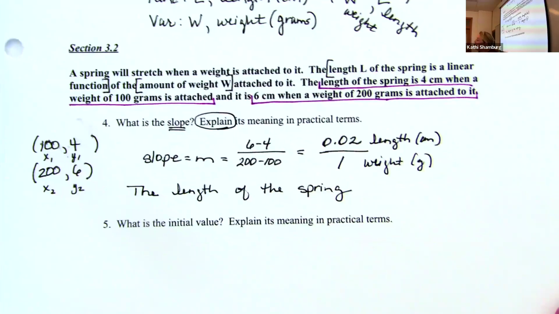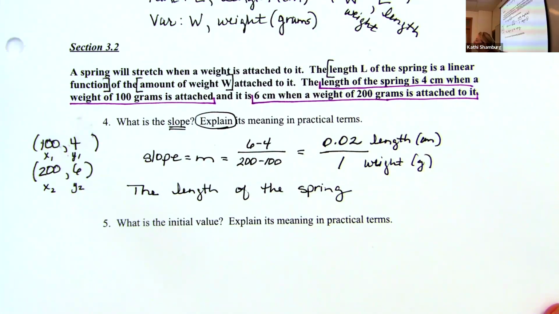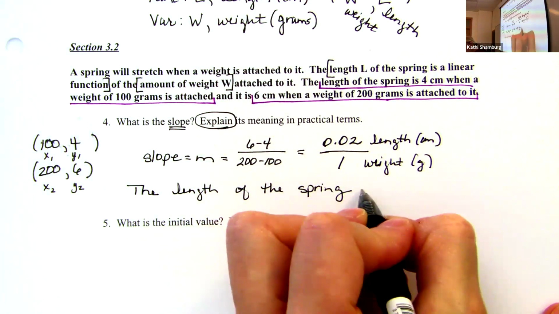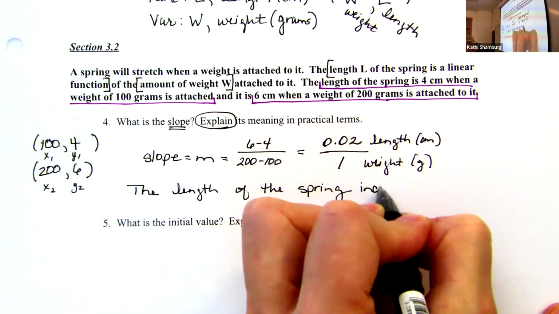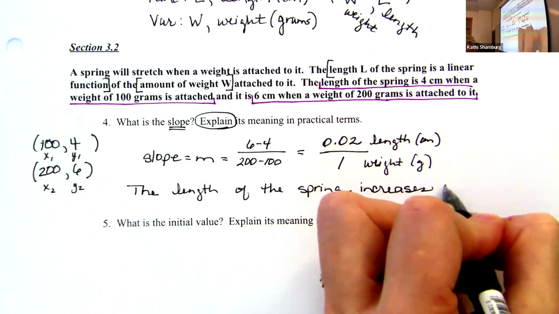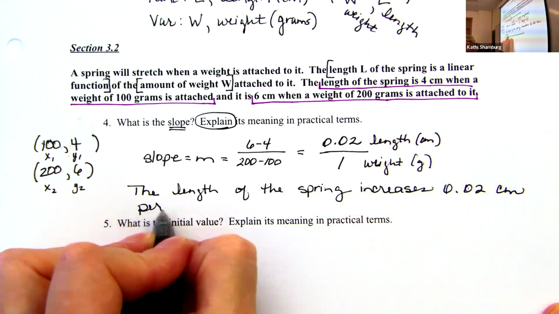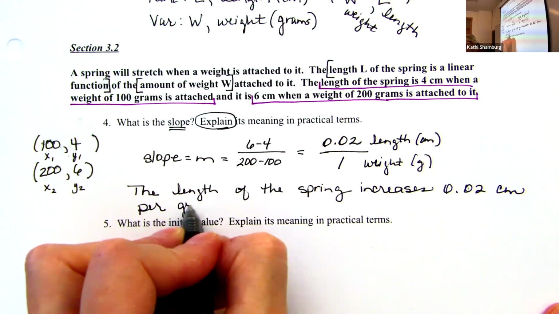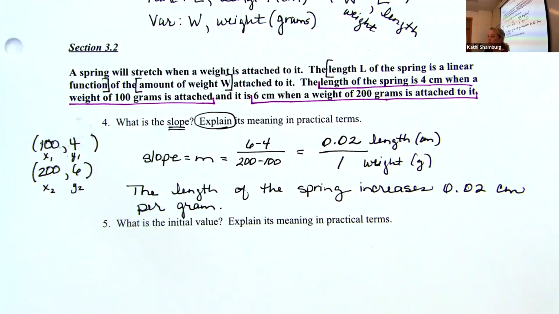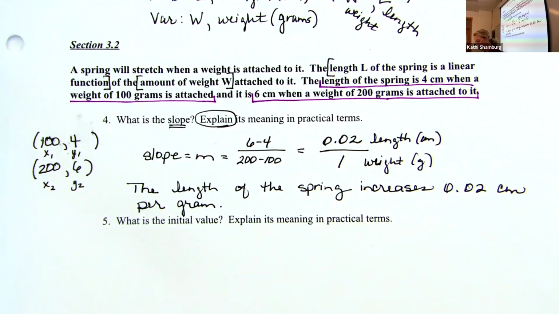Okay, so in my explain, I would say the length of the spring, and then I have to know the sign of my slope, whether it's positive or negative, because what does that tell us? If it's increasing or decreasing. And so since it's positive, it increases 0.02 centimeters per, you can say 1 gram, or you can just say per gram. So watch out for those explains. Be sure you read everything that the problem's asking for.